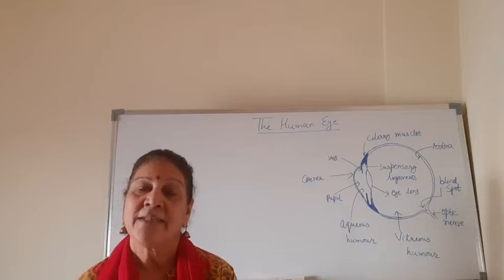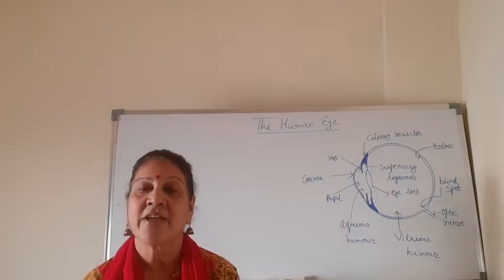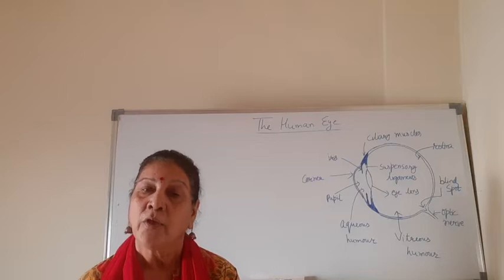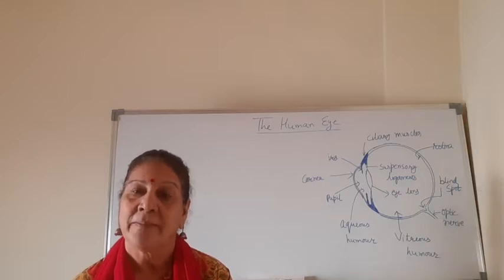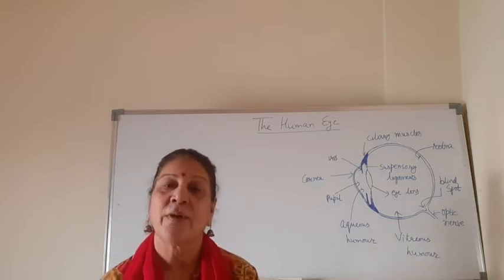We have already discussed the first chapter of 10th standard, that is light, reflection and refraction. I'm going to start the next chapter now, human eye and the colorful world. So this is the first topic in that second chapter, that is human eye.